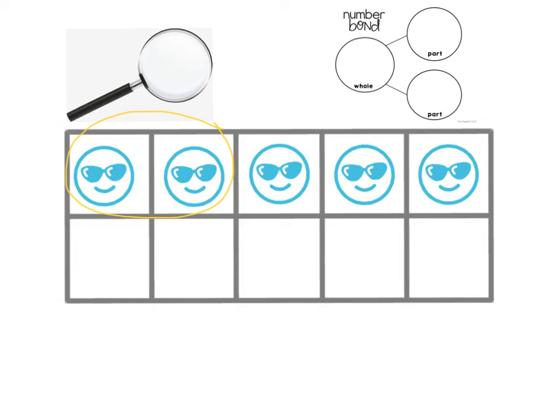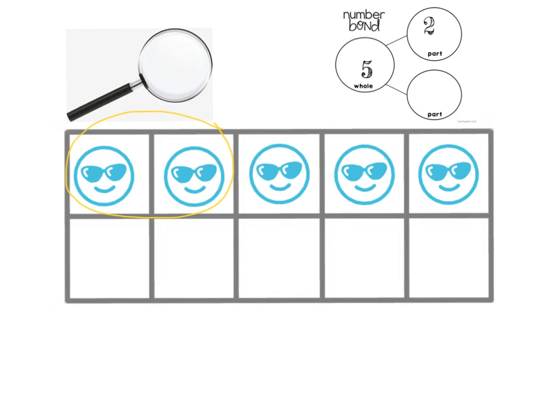We know that we have 5 total, so that is our whole part. I went ahead and put a 5 in the section labeled whole for our number bond. It's the side that's sort of all by itself. The 2 little branches come out of the total part. Now let's see. I circled 2 smiley faces, so that is one of my parts. Let's go ahead and add a 2 into the number bond.